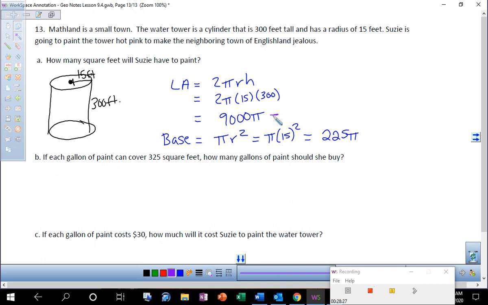So together, our 9,000 and our 225, 9,225 pi, and this is in feet squared, which is approximately 28,981.2 feet squared.